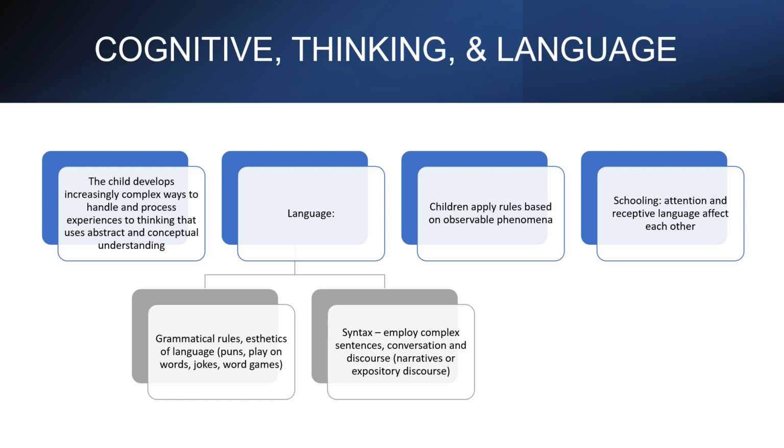Now let's continue on the cognitive thinking and language. So the child develops increasingly complex ways to handle and process experiences, to thinking that uses abstract and conceptual understanding. I mentioned in my previous presentation that during Piaget's cognitive stage, they are now able to think logically. That's why it's called concrete operational. They now understand how things work and the relationship and consequences of those things in their environment specifically.